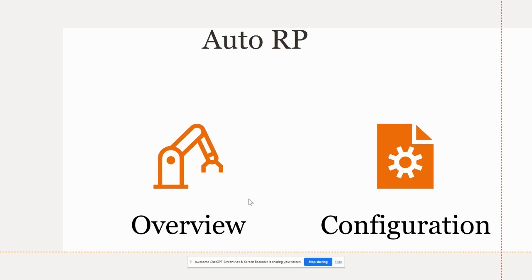Welcome back, guys. So, we are going to talk about auto RP. As the name suggests, auto RP means automatically or dynamically defining the RP, which is the rendezvous point in the topology. And also, I'm going to talk about some theory behind it, followed by the configuration.